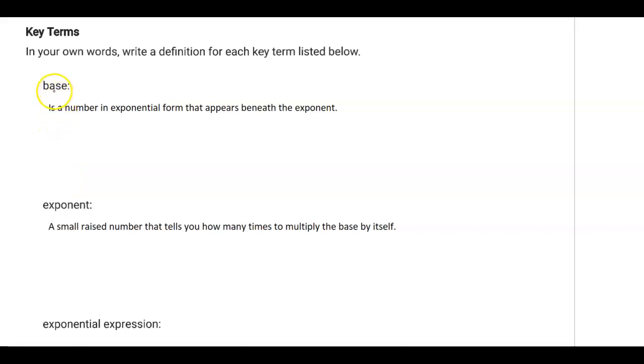So when we deal with exponents, we have what we call a base, all right? And a base is a number in exponential form that appears beneath the exponent. And the exponent is a small raised number that tells you how many times to multiply the base by itself, which means we have the base raised to some exponent. And this exponent tells us how much to multiply the base by itself.